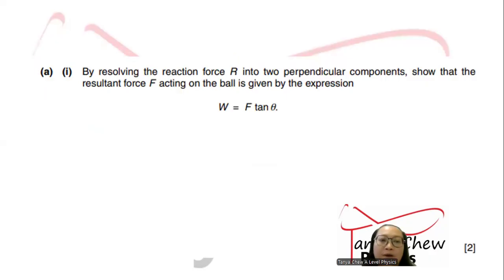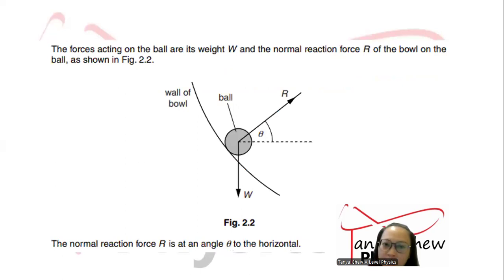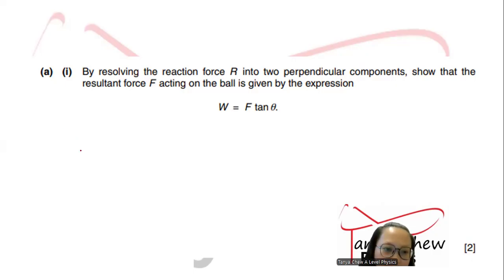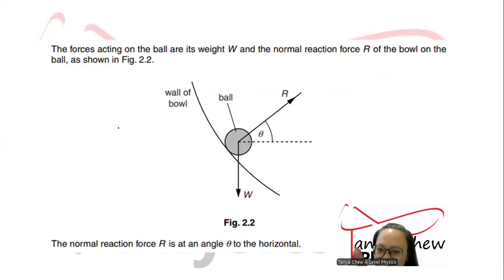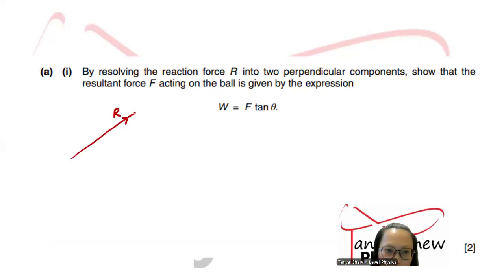Now, part A1, by resolving, you have to use a little bit of math, a little bit of physics, right? Resolving the reaction force R into two perpendicular components, show that the resultant force acting on the ball is given by the expression. To make things easier, I want to refer to this diagram. I will draw out a triangle. Could you see that R is acting in this direction? This is R. And go back to the slide again. Could you see that weight is acting downwards? So I follow. Weight is acting downwards.